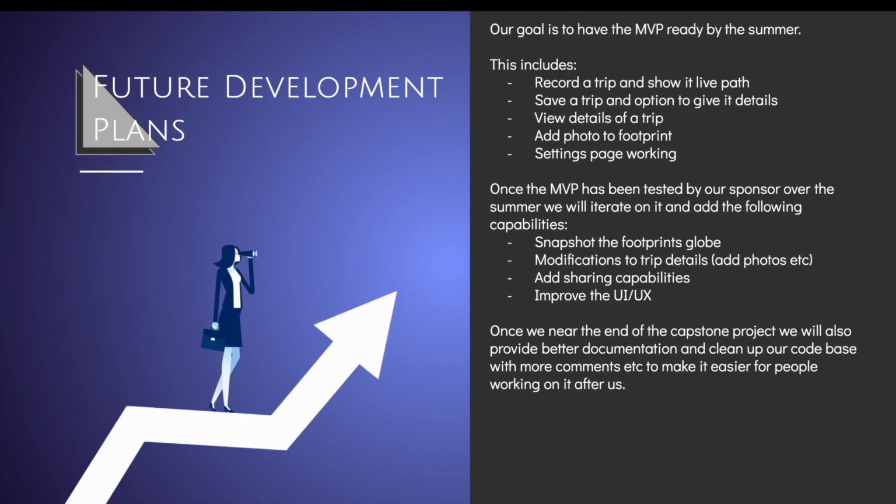Next, let's talk about the future development plans. The goal is to have the MVP ready by the summer, as requested by our sponsor. That would include a trip feature that shows its live path, saving that trip and giving it details, viewing those details, adding a photo to the footprint, and a settings page that works. We will then give this MVP to our sponsor, who will use it over the summer, and then plan on iterating on her feedback, and also adding these 4 features.